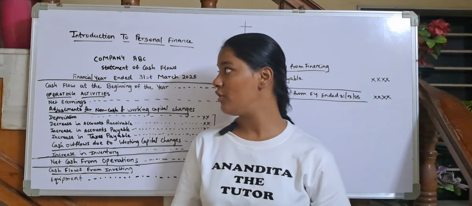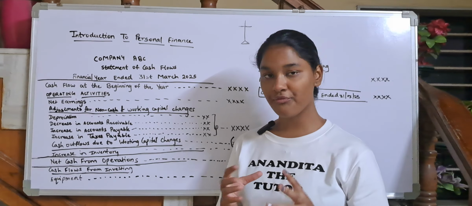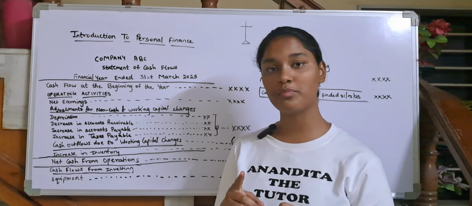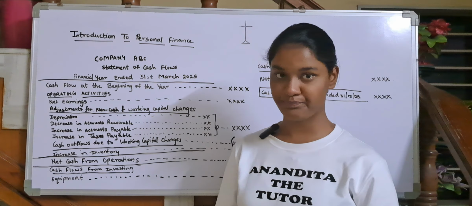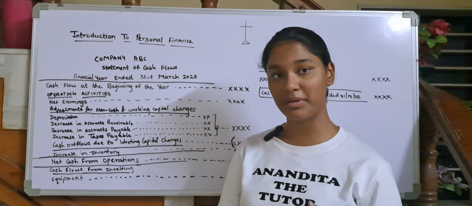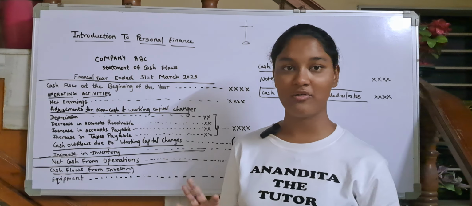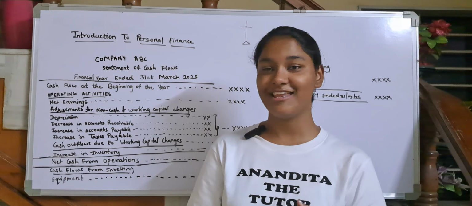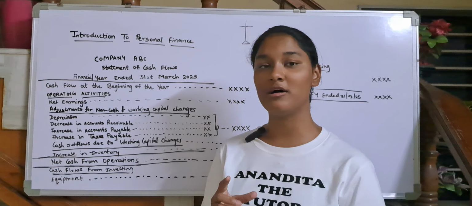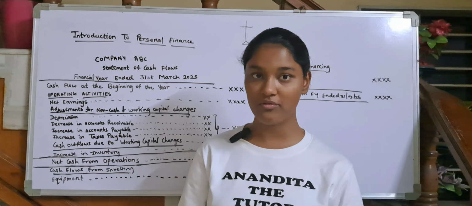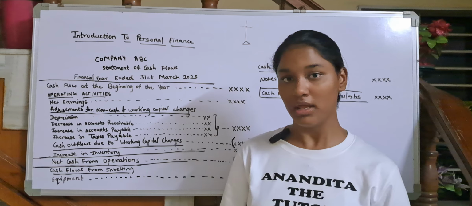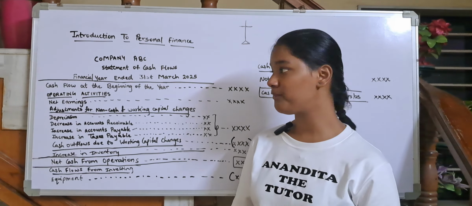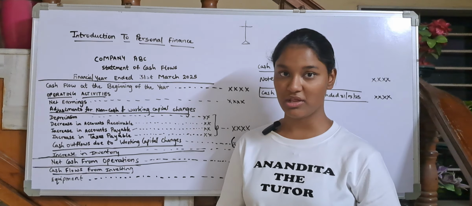Whenever you prepare something in accounts, you have to mention your company name. You have to mention what you are preparing. Otherwise it will be like, no name, nothing. No name, no shame. And then you have to write the financial year, and when it is ending, you have to write the end date.